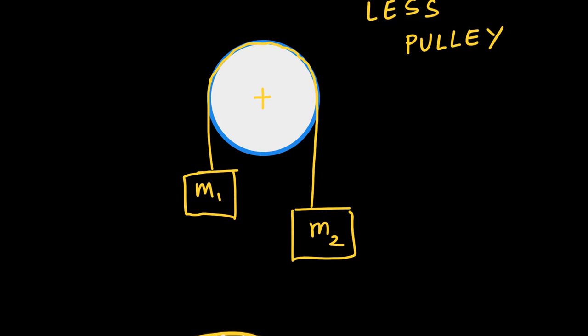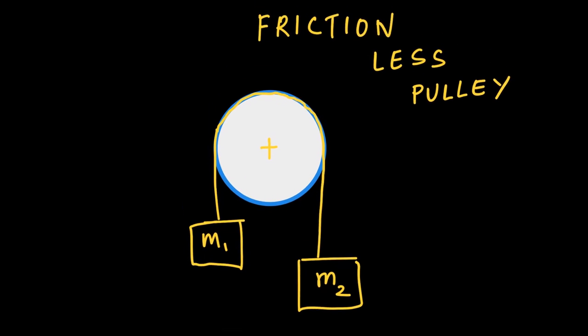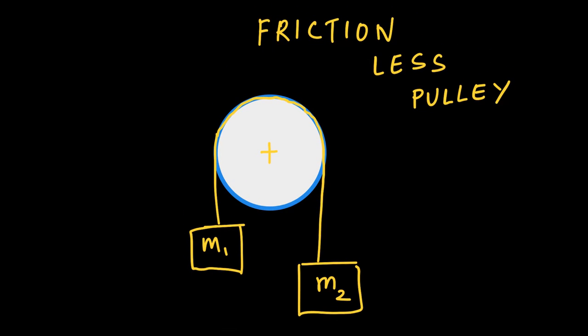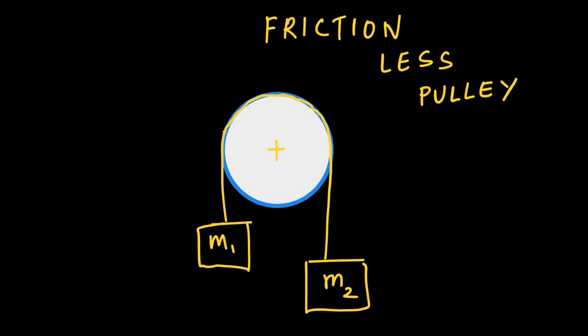So I hope next time when you hear the word massless rope, the thing that should strike your mind is that now I can go ahead and assume that the tension in the string is uniform. Let's move to the next assumption, frictionless pulley. Again, an important assumption that we will come across multiple number of times.